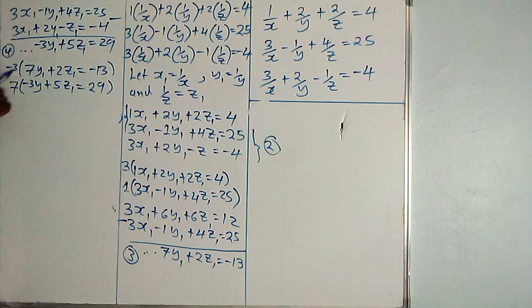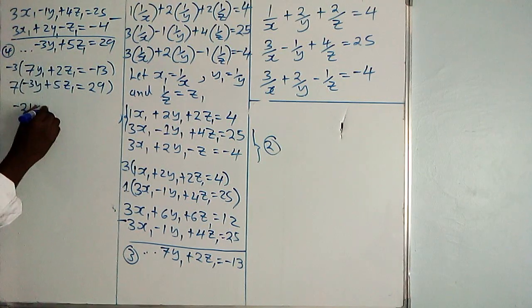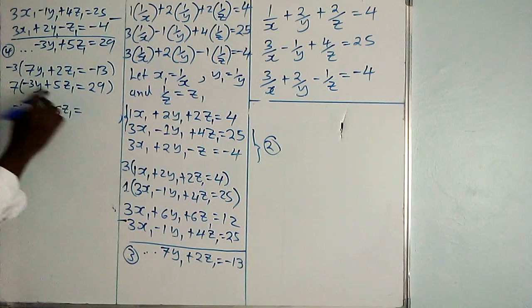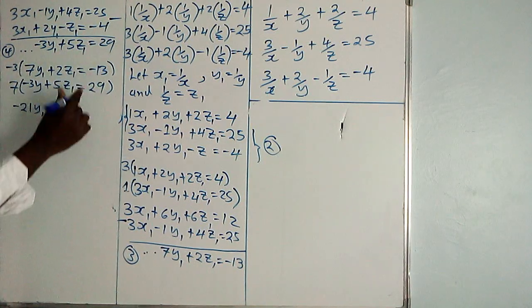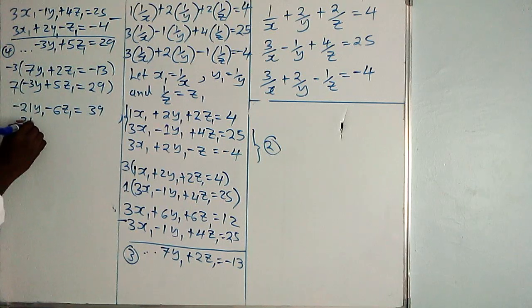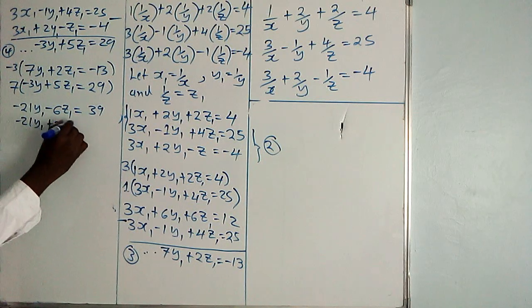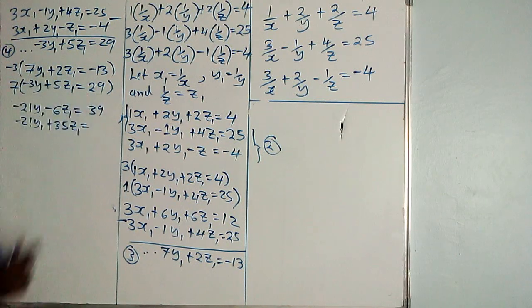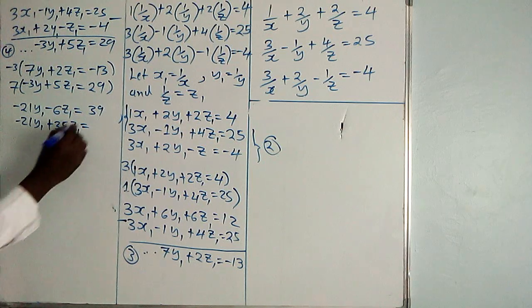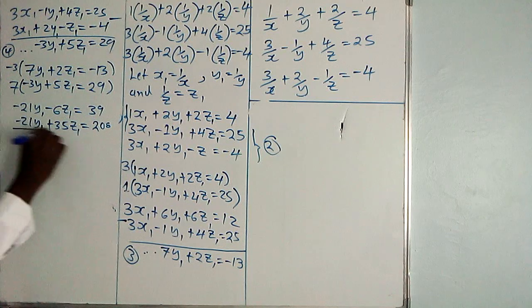So start multiplying: negative 3 times 7 is negative 21y1, negative 3 times positive 2 is negative 6z1 to be equals to negative 3 times negative 13, positive 39, isn't it? Are we together there? Then go to the down one, 7 times negative 3 is negative 21y1, isn't it? 7 times positive 5 is plus 35z to be equals to 7 times 29, 203.